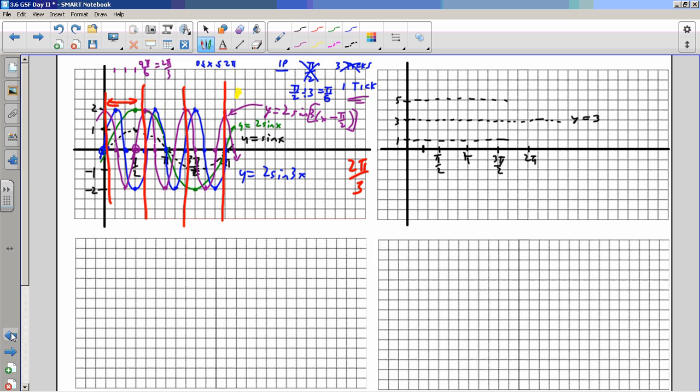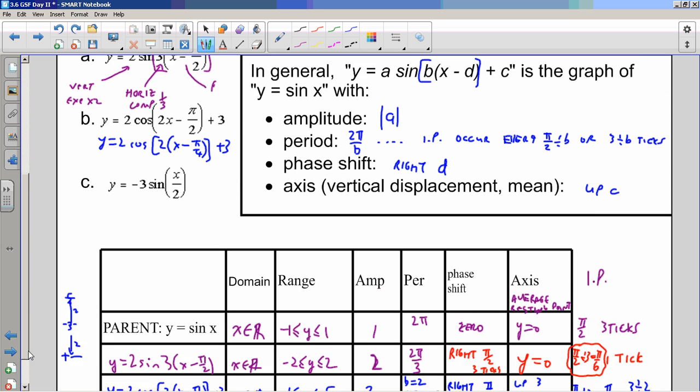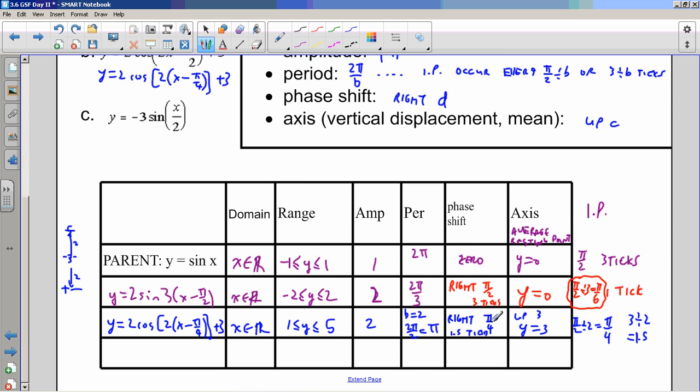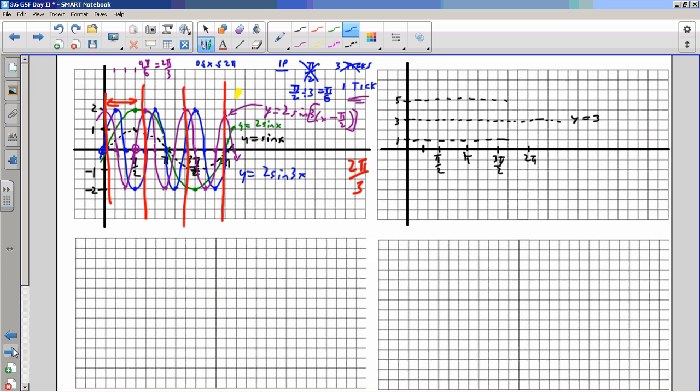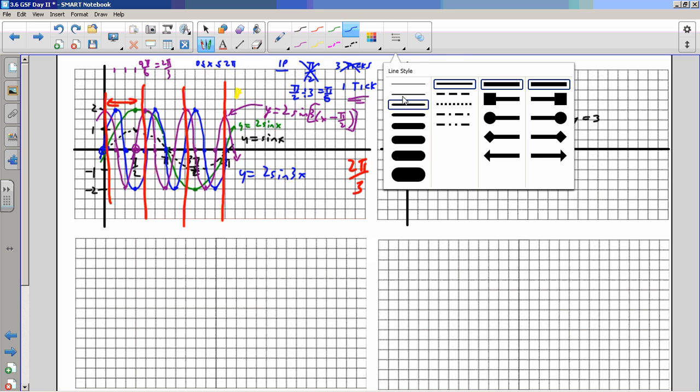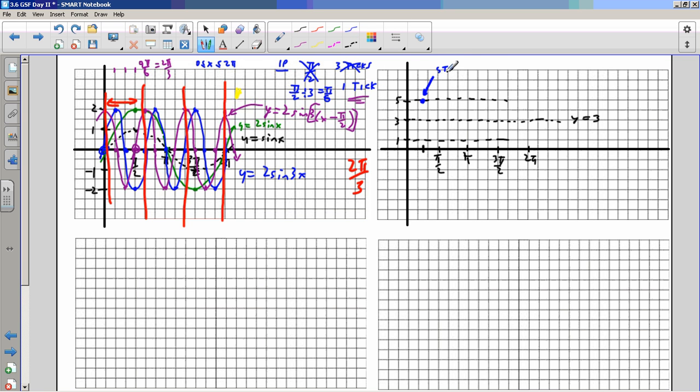Well, the starting point was moved right pi over 4. Normally, by the way, a cos function would start at its maximum, right? It would start here, not in the middle like a sine function. It would start at its maximum. But instead, we've moved it right a tick and a half. There's the starting spot. So I'm going to say, start here.